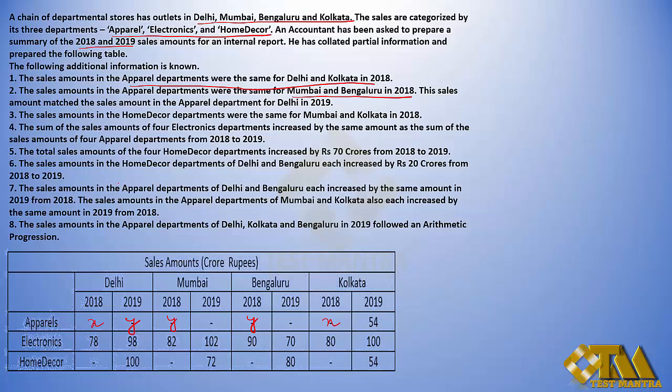Then let's move to the next information here. The sale amount of home decor department were the same for Mumbai and Kolkata, again same condition, in 2018. So I'll just mark this. This value has to be, suppose Z. This will be nothing but Z. We'll have to fill these values here.